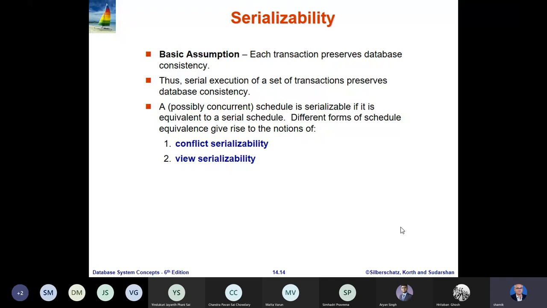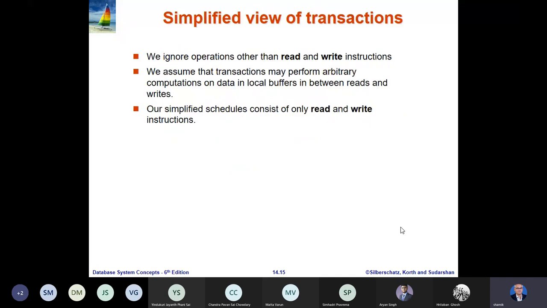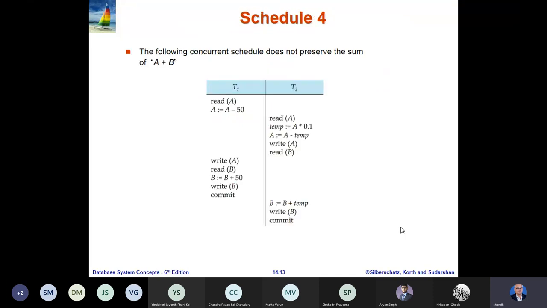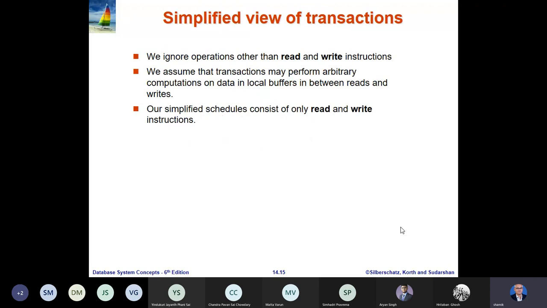Now there are two notions of serializability. One is called conflict serializability and the other is called view serializability. To understand that, we simplify the views of transactions. We ignore operations other than read and write. So whether it is doing a minus 50 or a minus 20 or a minus 100, it will not matter. We will only focus on read A and write A. In terms of that, we will be able to simplify.